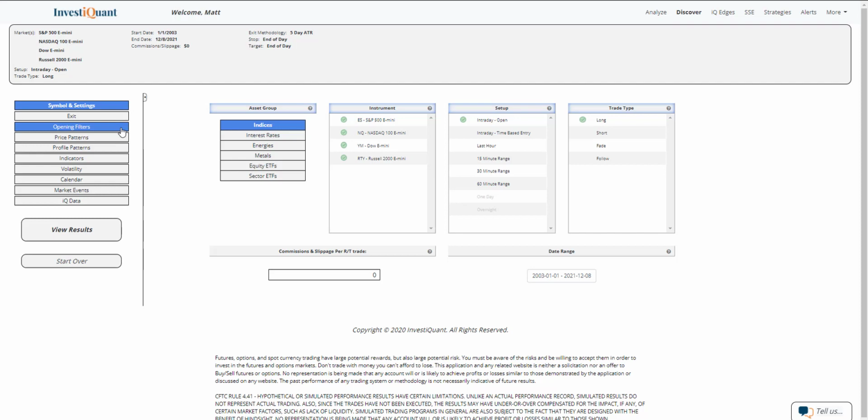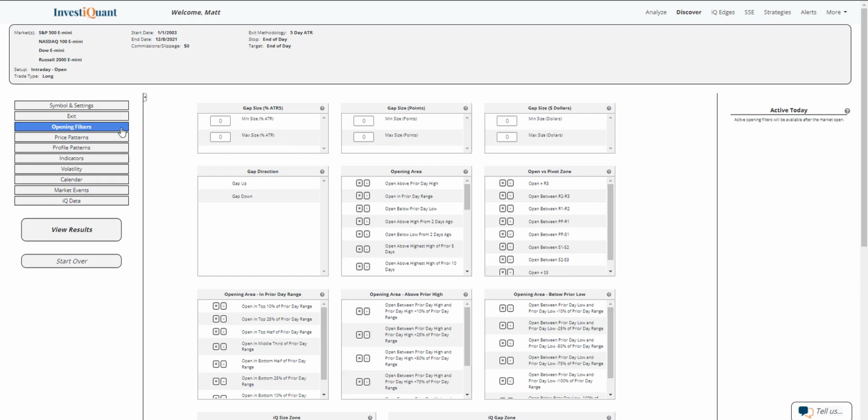Now, currently, the market is trading higher above the prior day high. So I'm going to add that to the test here by going to the opening filters, opening area, click on equals next to open above prior day high. I'm not sure that we're going to open there today, but that's where we're currently trading. So I'm going to go ahead and add that and assume that's going to be true when we do open.